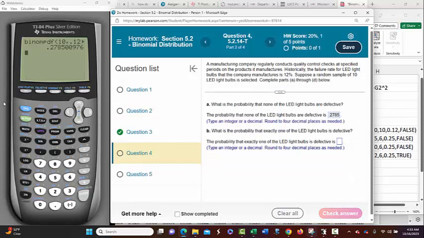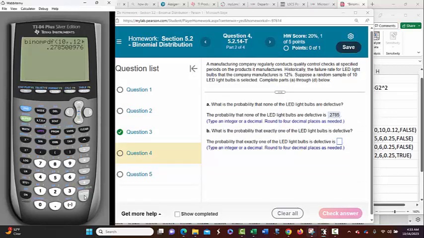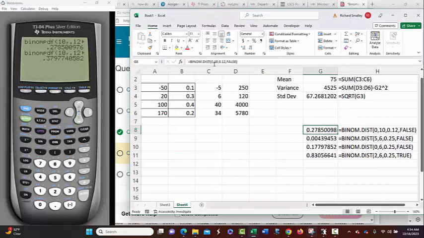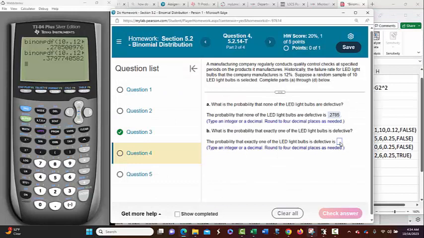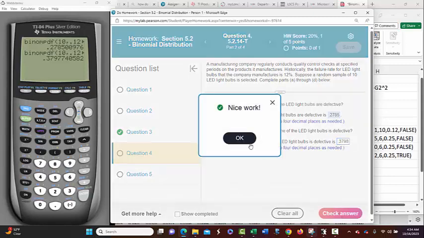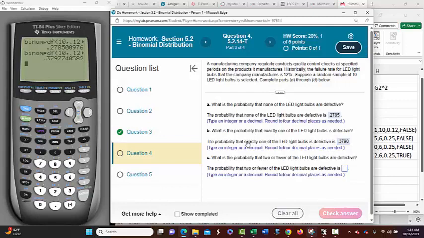Exactly 1. I can just do a second enter on this. Change 0 to 1. And then real easily on here, I can put a 1 right there. Same cell. 3798 rounded. All right, look at us go.